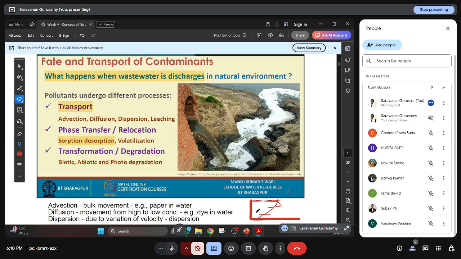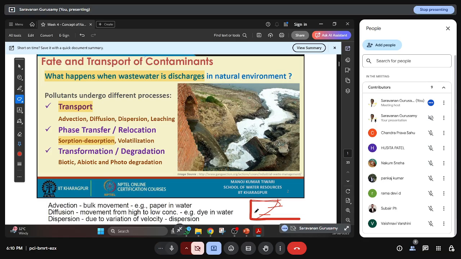Then leaching is whenever you put any food particle in the water, it will leach out into the water bodies, right? Or if you put any balls with dye, then the dye from the ball will come out from the material into the water. That's called leaching. So this process is all called transport.